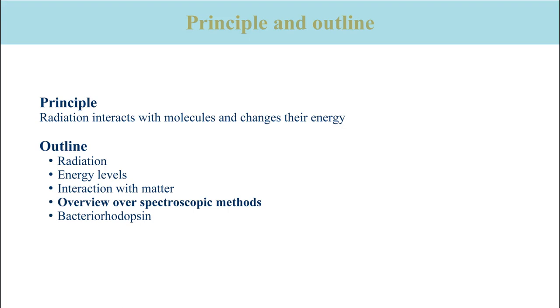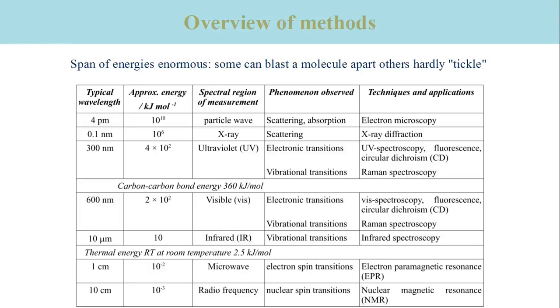I want now to give an overview over the methods used in biological spectroscopy. The range of wavelengths used in spectroscopy of biological molecules is impressive. In the high energy regime, photon energies are millions to billions of kilojoules per mole, which is more than sufficient to break the strongest covalent chemical bonds. Such high energies are used in electron microscopy and X-ray diffraction.